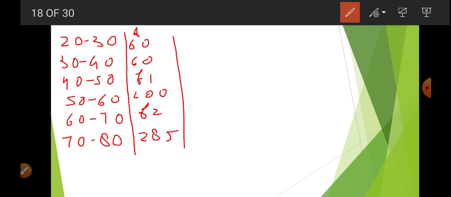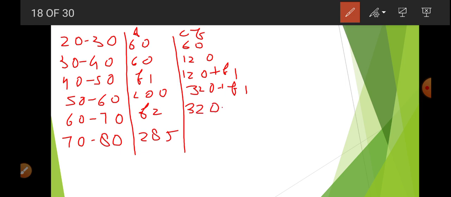Now what will we do? We will calculate the cumulative frequency. So it will be 60. 60 plus 60, 120. It will be next 120 plus f1. Okay. Now 120 plus 200, so it will be 320. 320 plus f1. Okay. Now here is not given, so we will write 320 plus f1 plus f2. And now we add 320 plus 285, so it will be 605. 605 plus f1 plus f2.